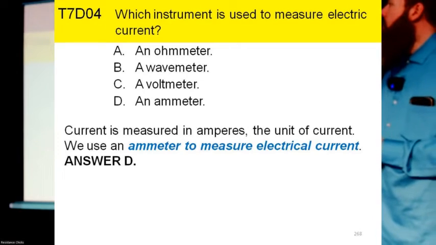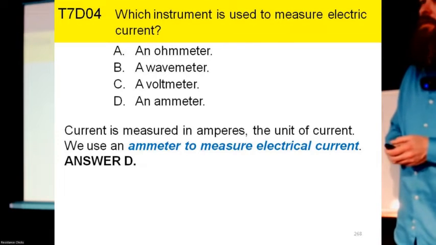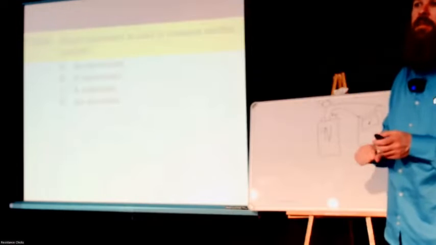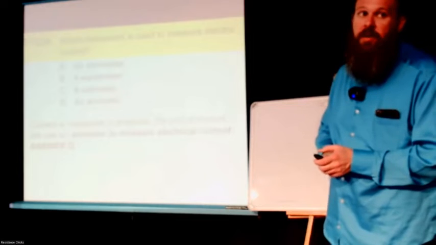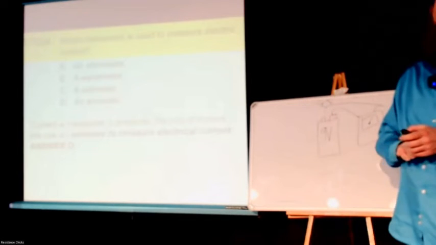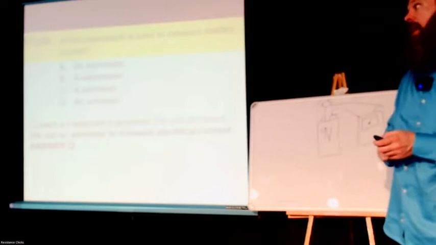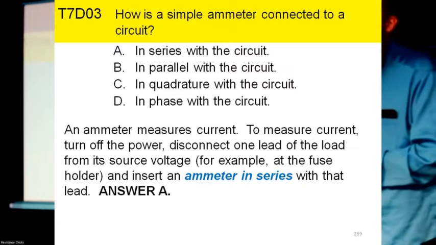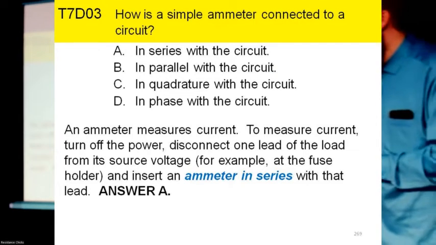Which instrument is used to measure electric current? Electric current. It's the ammeter, because current is measured in amps, voltage is measured in volts. So we have a voltmeter that measures volts and an ammeter that measures amps. How is a simple ammeter connected to a circuit? In series.